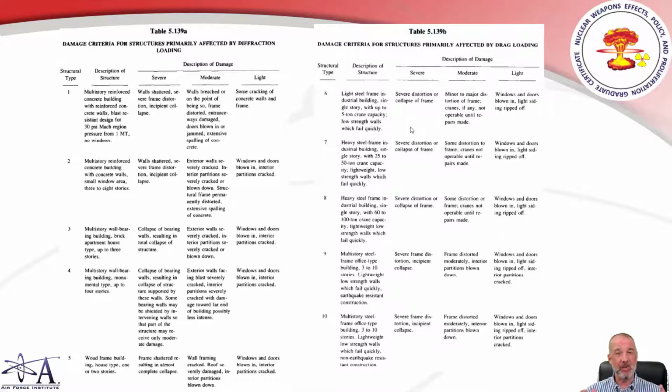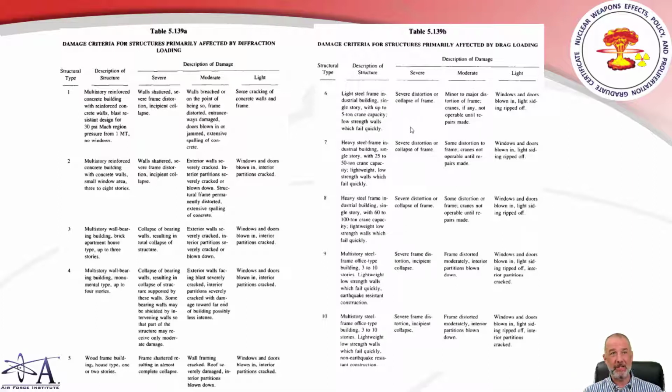You could have the frame distorted somewhat, although generally speaking, to distort a frame would imply that, if you think about it, the walls had enough pressure put on them so that they pushed inward or bowed outward. I guess technically that can be fixed, but it is somewhat involved. Doors blown in, extensive spalling of concrete, and that just means chips and chunks taken out. That's what spalling is. And then light damage is basically just a little bit of cracking, nothing major, no distortion of the shape of the building.